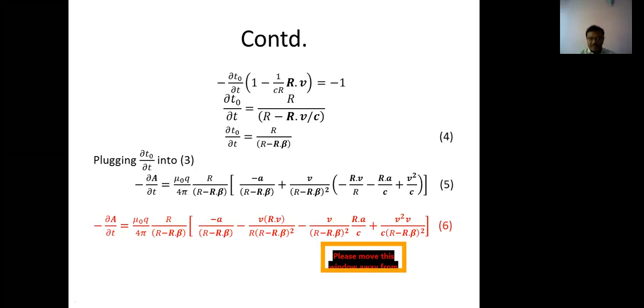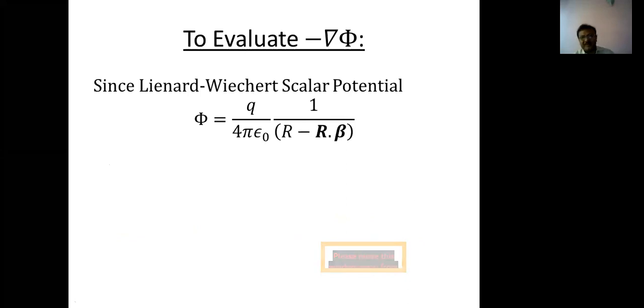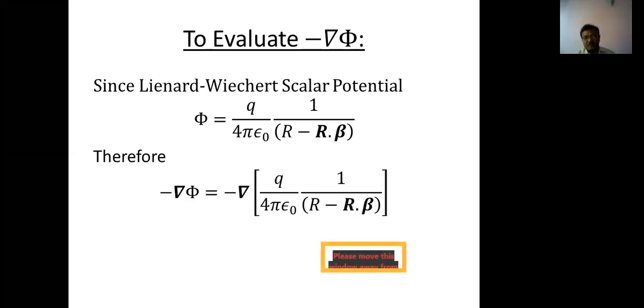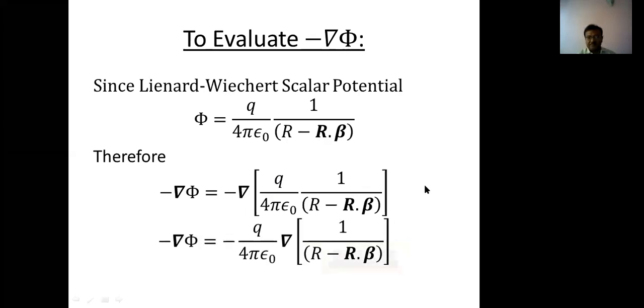So we derived the expression for minus dou a by dou t. Similarly, we will evaluate minus del phi. For that, again we take this way. The Liénard-Wiechert scalar potential is given by this relation. We know that it is q over 4 pi epsilon naught times 1 by r minus r dot beta. So we plug the value of that phi in here. Minus del phi means minus del operated on this phi, and now you can take q over 4 pi epsilon naught as a factor outside and operate inside.